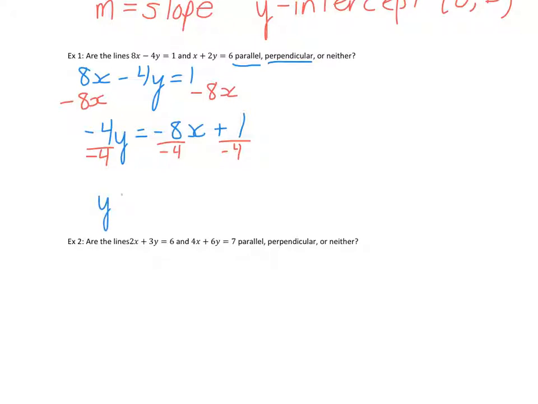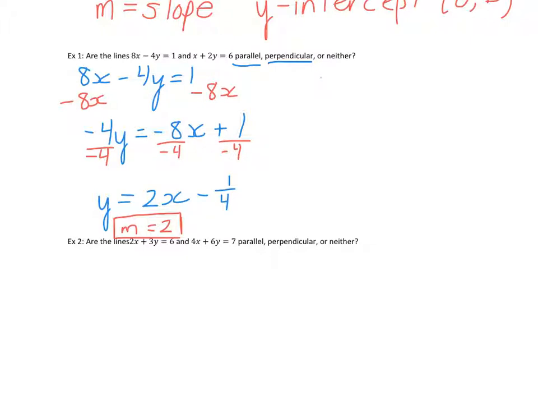So all or nothing when we divide or multiply. All right, negative 4 divided by negative 4 is 1. Negative 8 divided by negative 4 is positive 2. And then 1 over negative 4 is negative 1/4. So there you go. So what's the slope in this case? Y equals mx plus b. The slope is the coefficient on our x. So our slope is 2.